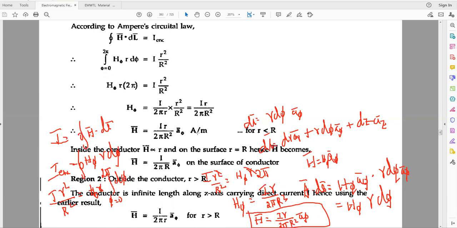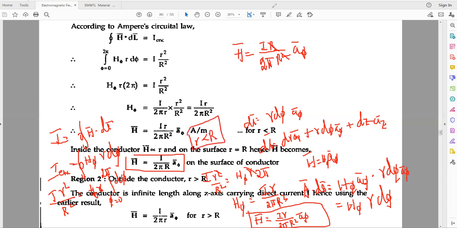But inside the conductor, H bar is proportional to R, and on the surface r is equal to R, hence H bar is equal to I by 2 pi R. When H bar is proportional to r, and that r is also equal to R, then H bar is equal to I r by 2 pi R square, A phi bar. So one R gets cancelled. H bar is equal to I by 2 pi R into A phi bar. This is the condition for r less than the capital R.